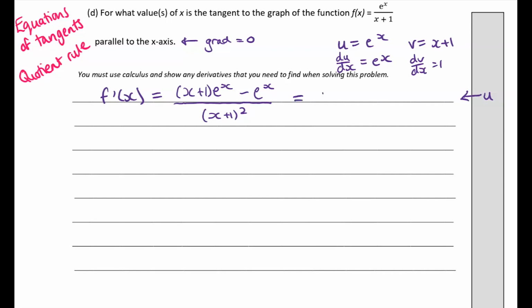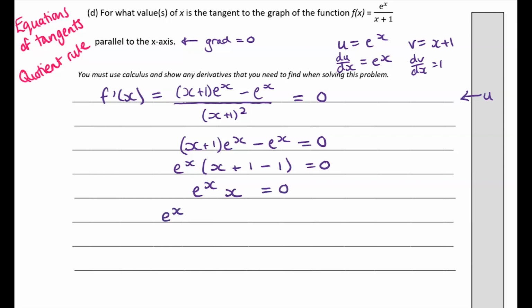Now we want to set that equal to 0 to find out when that gradient would be equal to 0. So parallel to the x-axis. Now if we bring up the x plus 1 squared over to the right hand side and multiply it by 0, we're going to get nothing. So we've got x plus 1 e to the x minus e to the x will also be equal to 0. And if we take out a factor of e to the x, we get x plus 1 minus 1 equals 0, or e to the x times x equals 0.